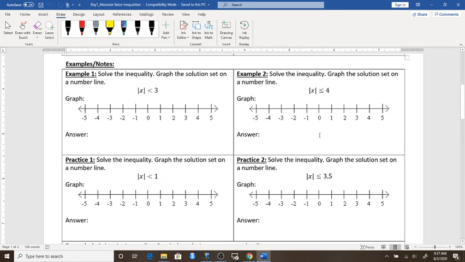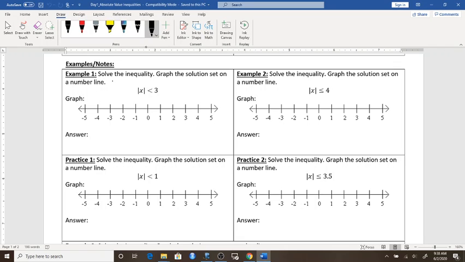Okay? Alright, so let's start with something basic on absolute value inequalities. So here we have an absolute value of x which is less than 3. Now in order to understand how to graph the solution or to find the solution, we need to recall the meaning of absolute value. Absolute value, I remind you, represents the distance of a number from 0 on a number line. So if I say that the absolute value of x is less than 3, what this means is that the distance of a number from 0 on a number line is less than 3.